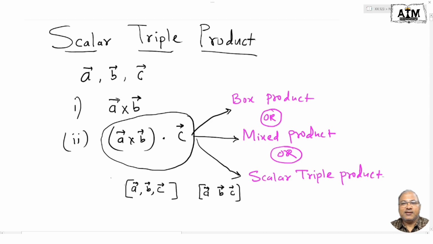But to avoid writing such a lengthy expression, we just write it in square bracket A, B, C, either with a comma or without a comma. Both are valid. Most of the books don't write a comma here, but some teachers even use commas.